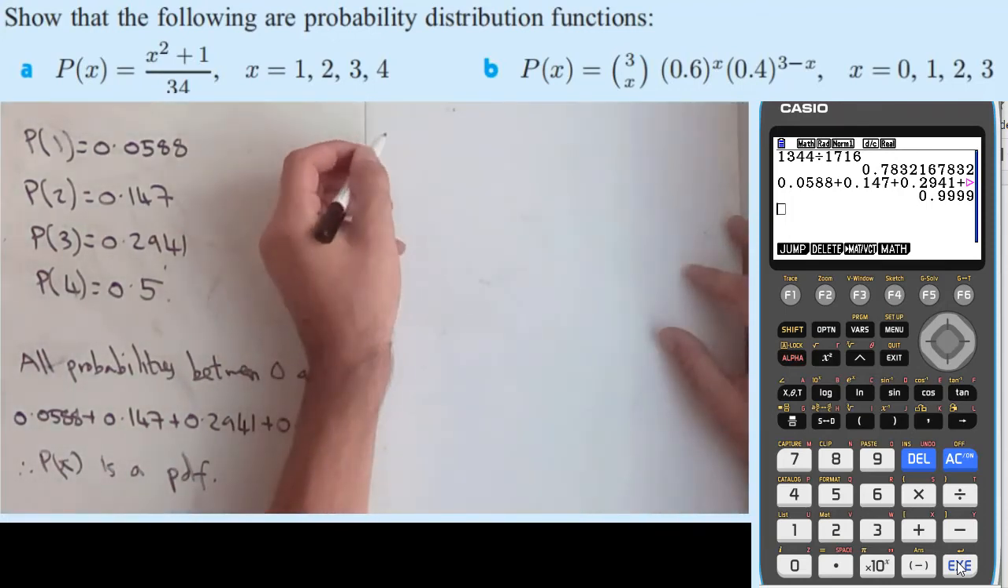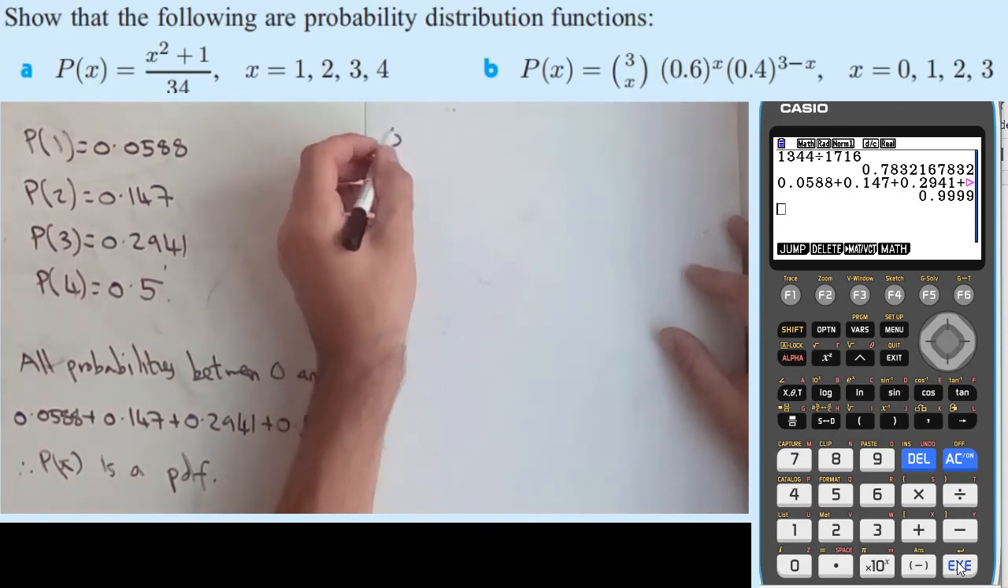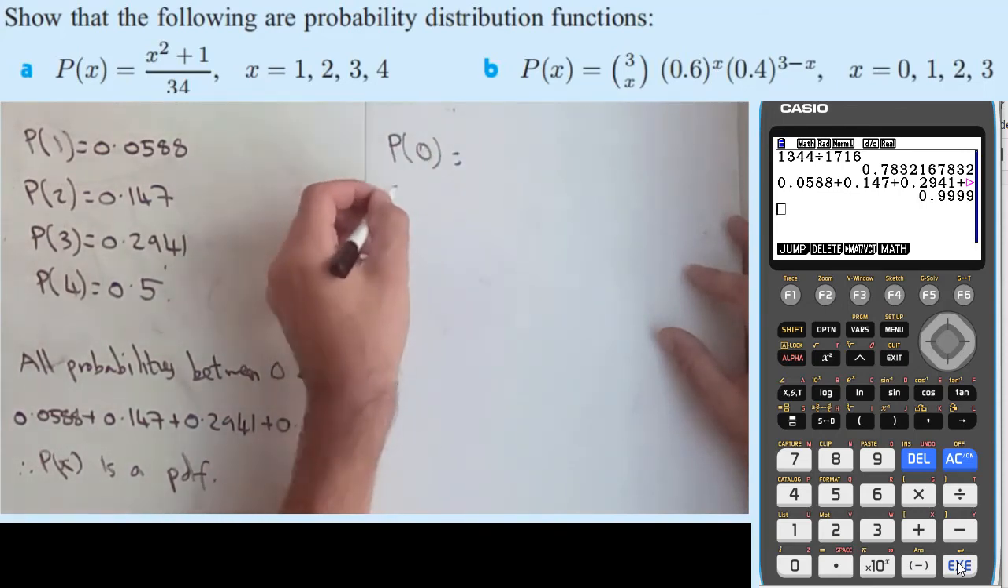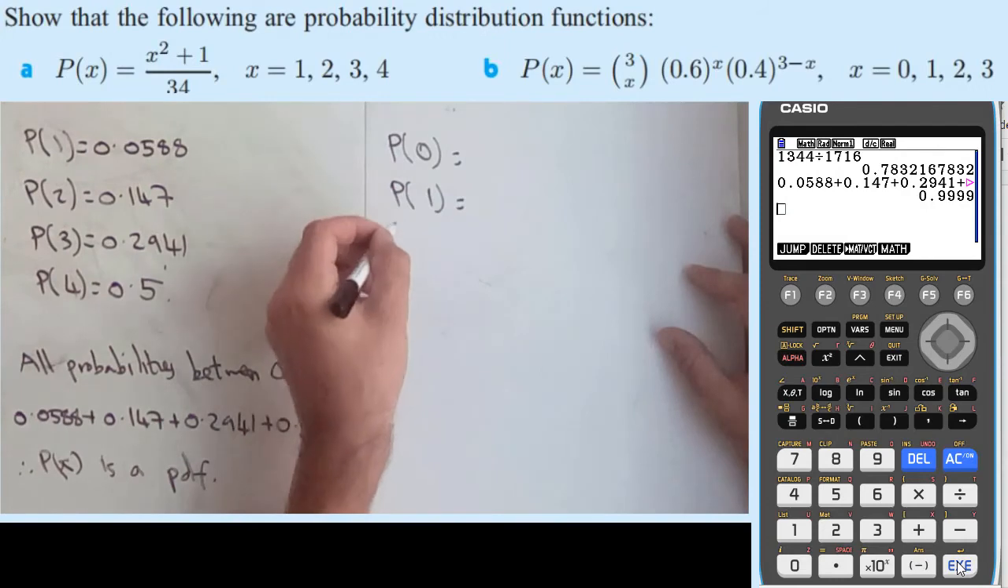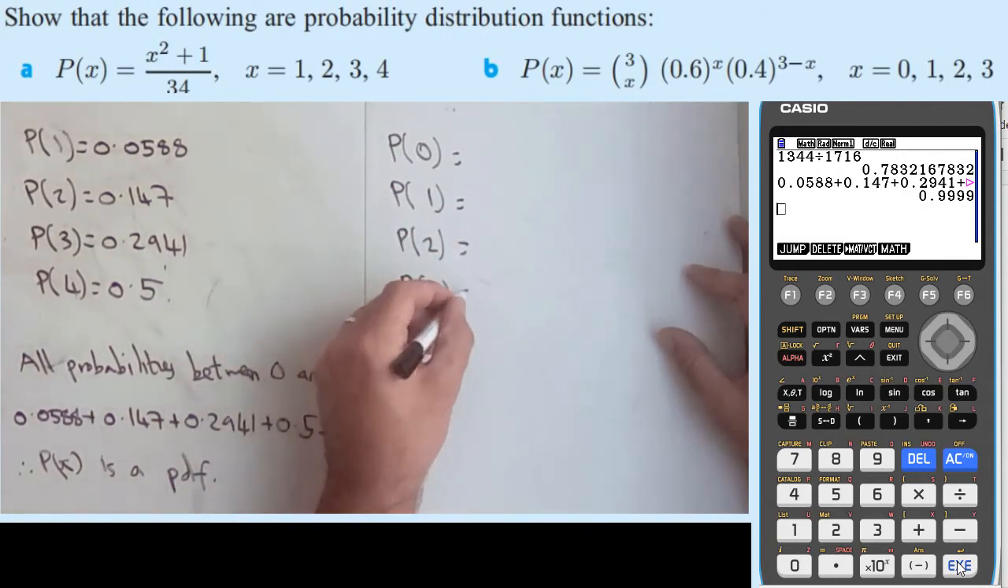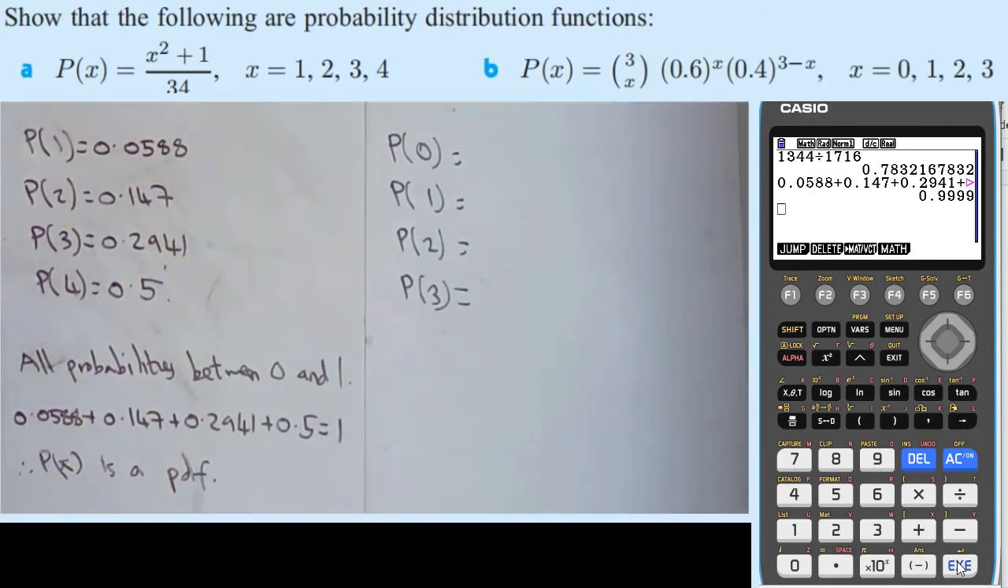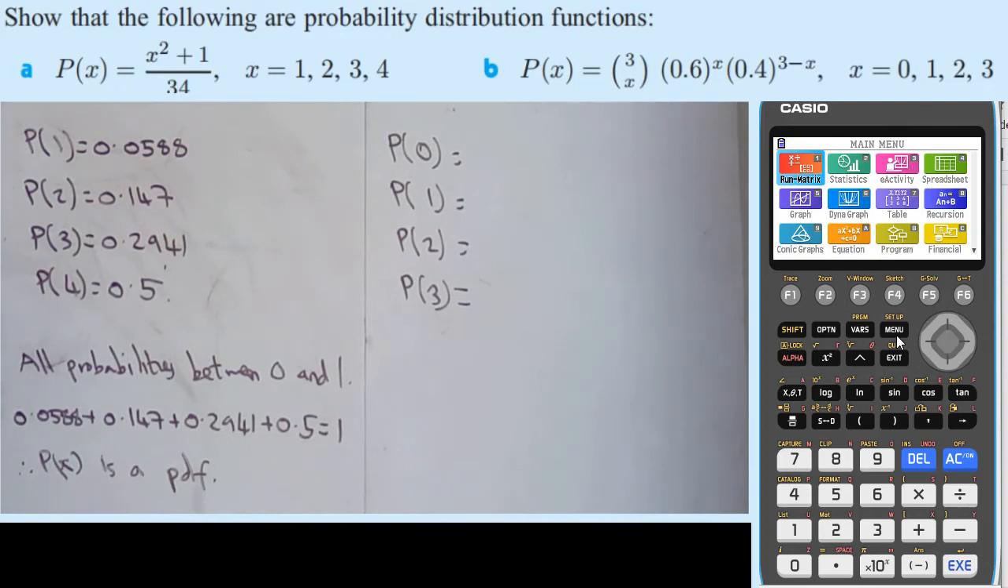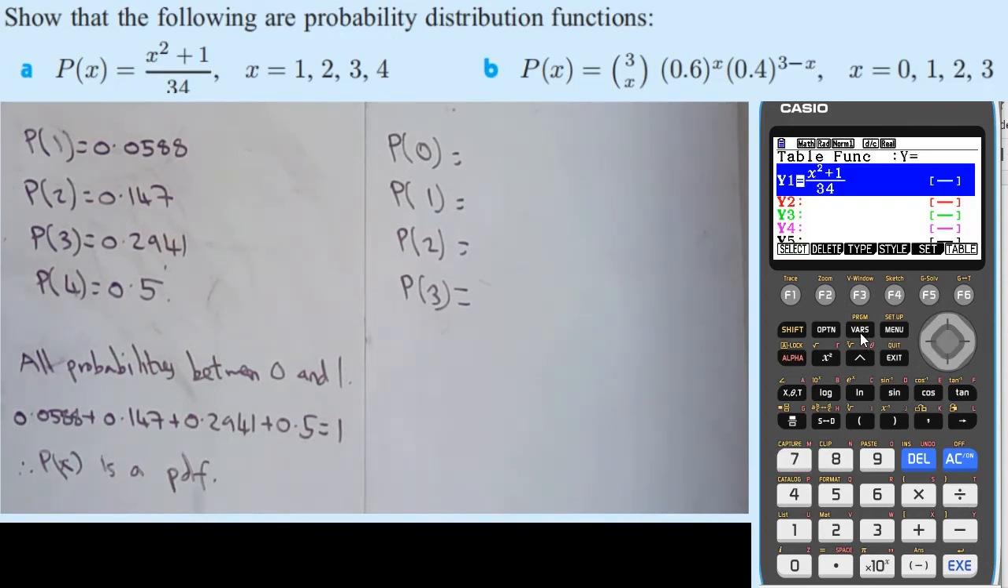So for part B, p of 0, p of 1, p of 2, and p of 3. Now table mode really will save us quite a lot of time here. We go back into table mode, that's 7 for table. Get rid of that.